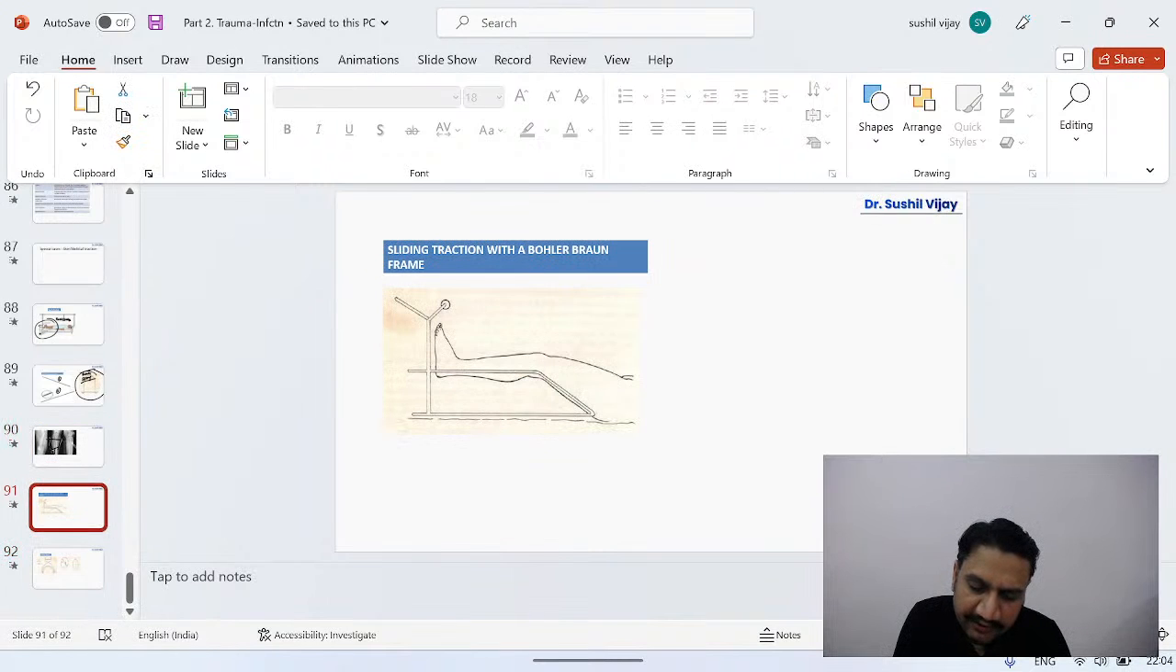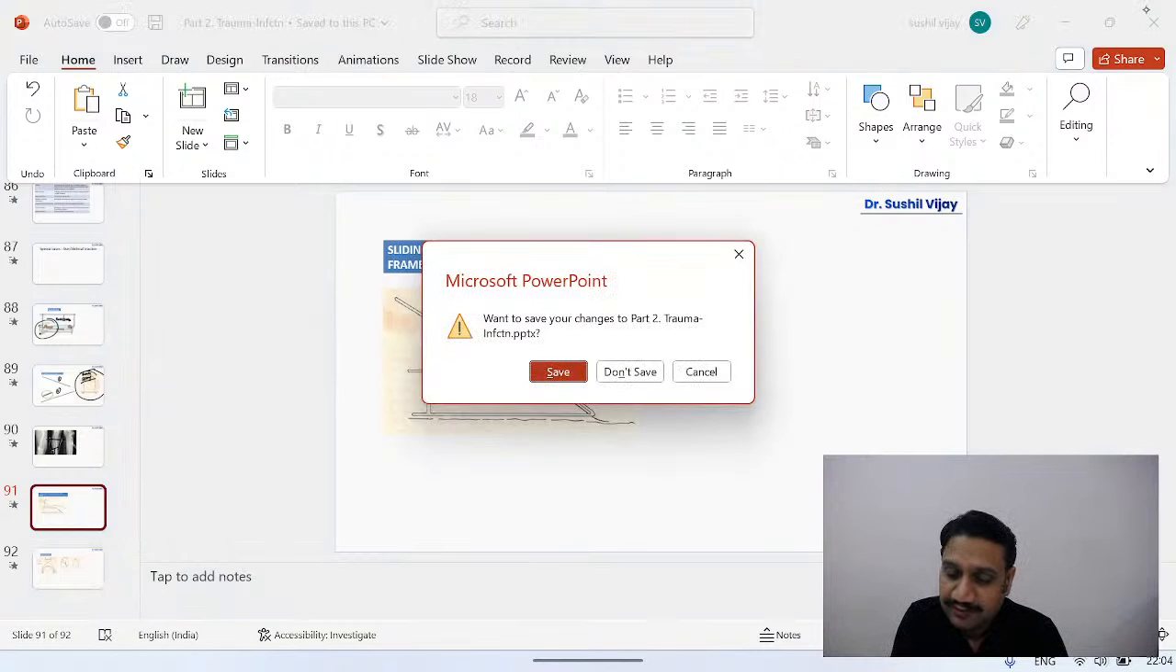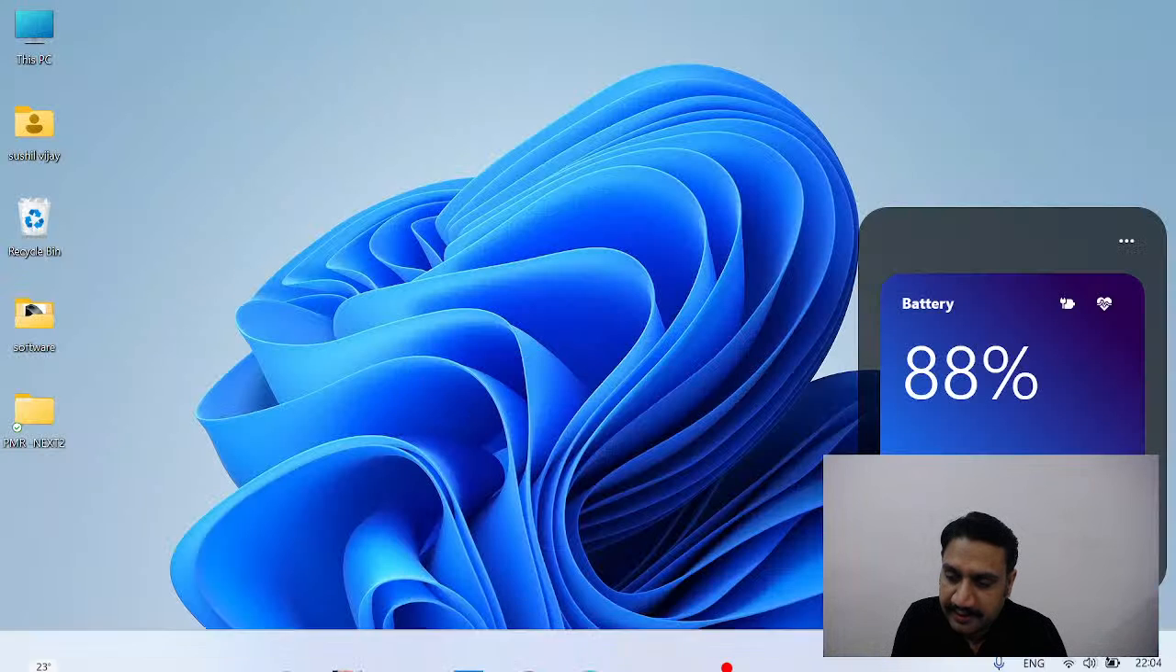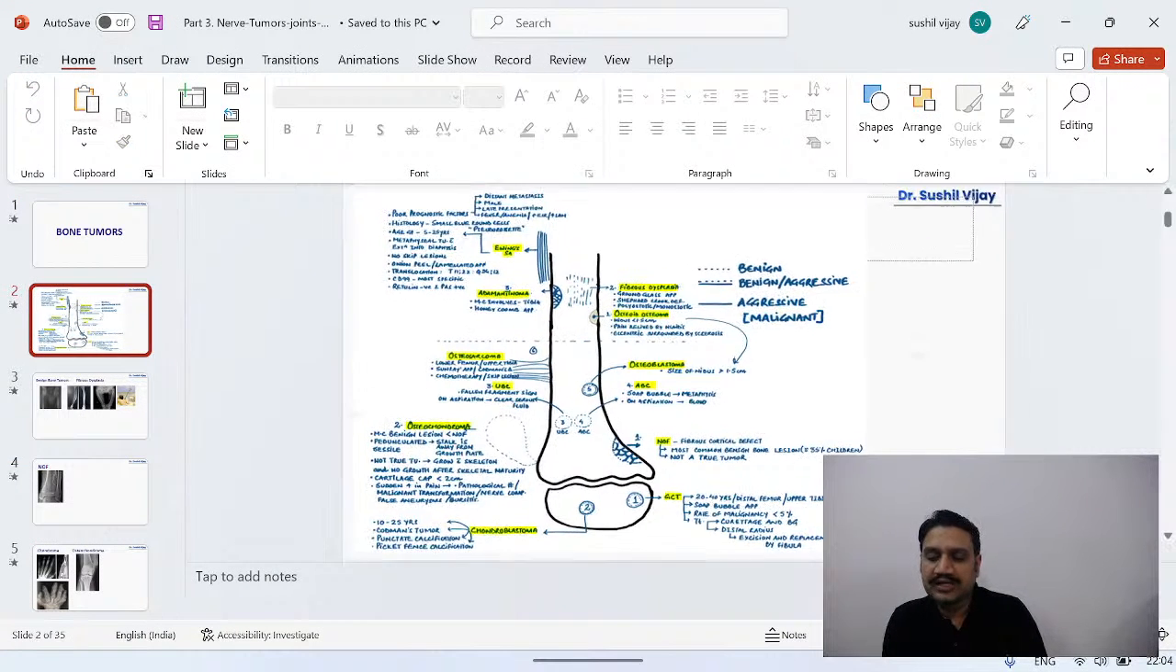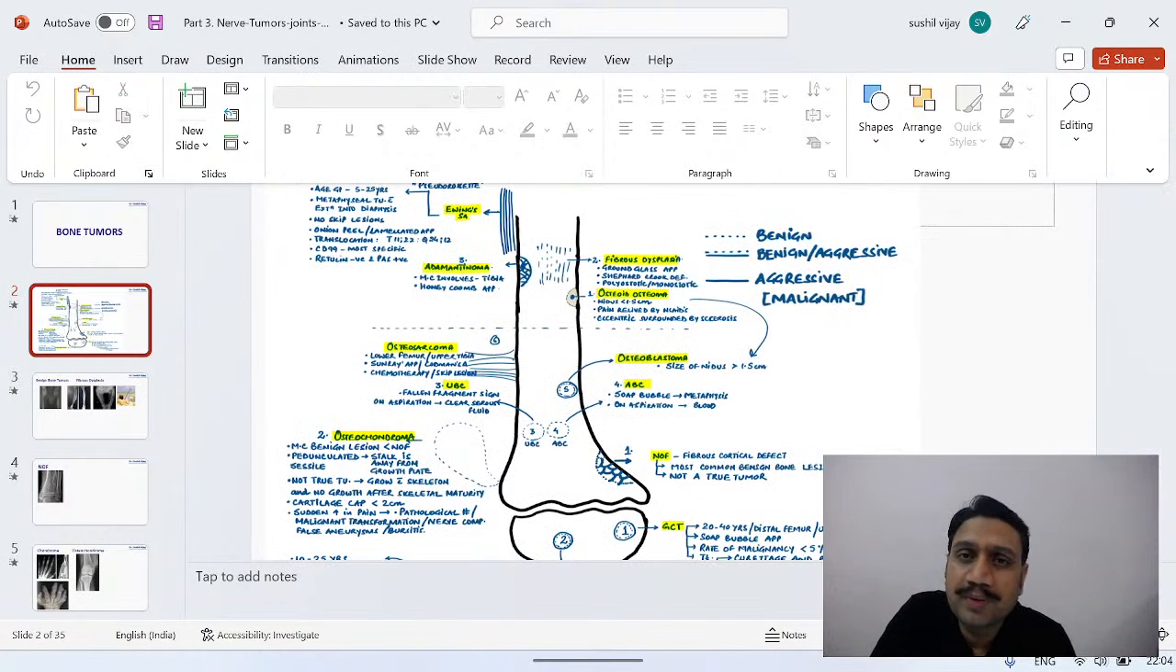Barton is not that important for us. These are not that important. So that was my part 2, and I'll be showing you part 3 as well. Basically, this is one picture, guys, which I have on my Telegram group, the DBMCI Premier group, and my Telegram group as well.